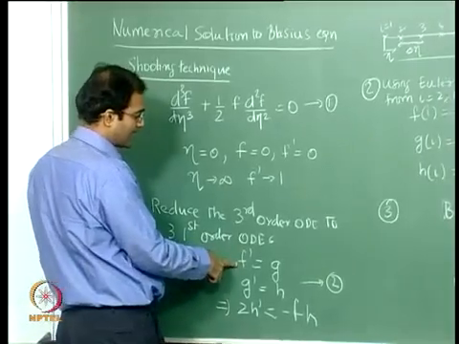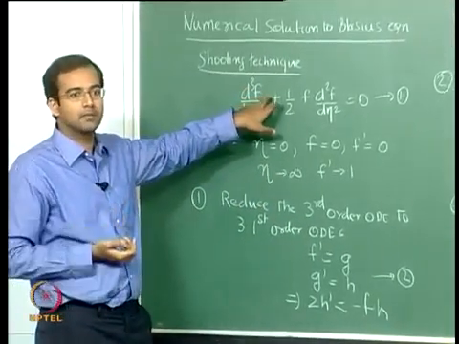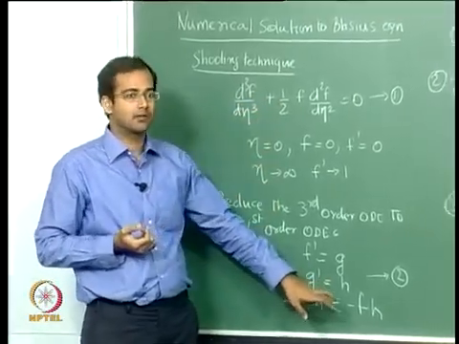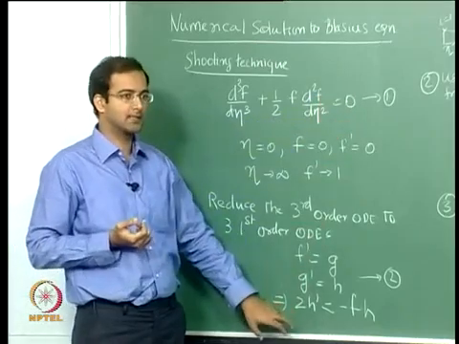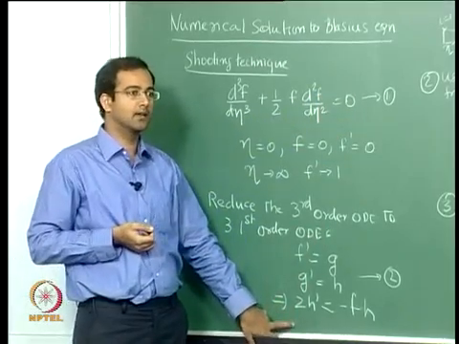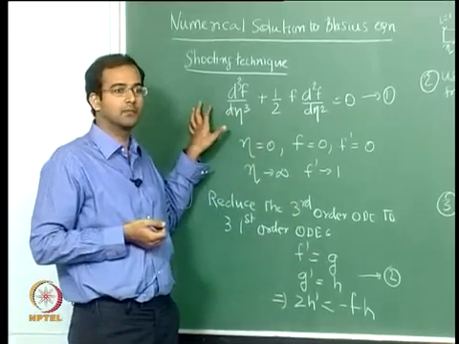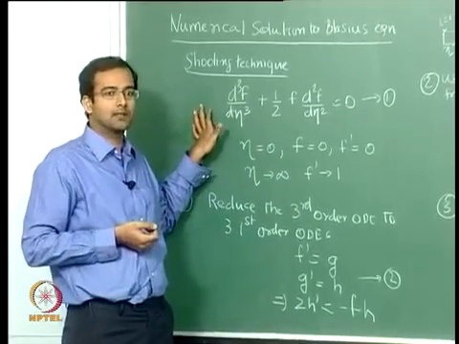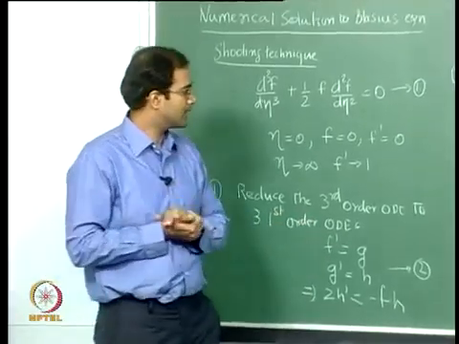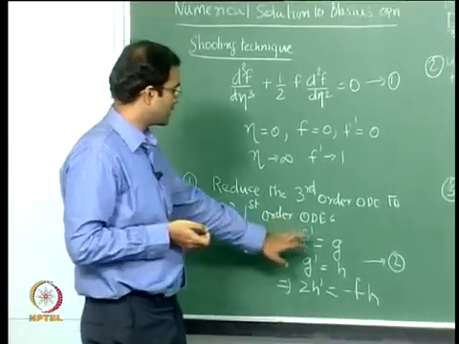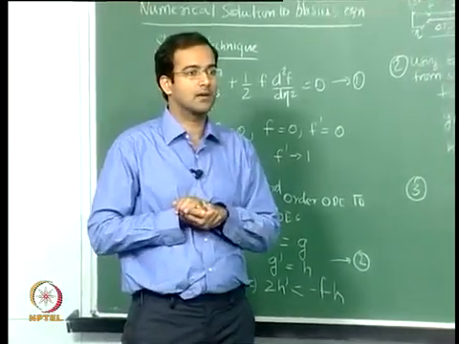One equation will be directly f prime equal to g, g prime equal to h, and finally you can cast the remaining equation in terms of h, f and g. So these are the 3 ODEs which satisfy this particular Blasius equation, and they are all first order ODEs. Once you reduce it to 3 first order ODEs of this form, the next thing is how do we solve these first order ODEs.